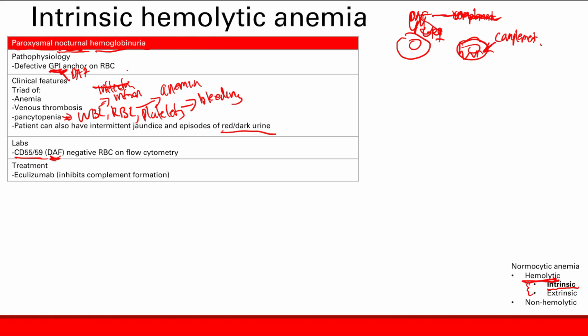No GPI, no DAF, too much complement action on red blood cells and hemolysis. So you give them eculizumab. So that's it for paroxysmal nocturnal hemoglobinuria.